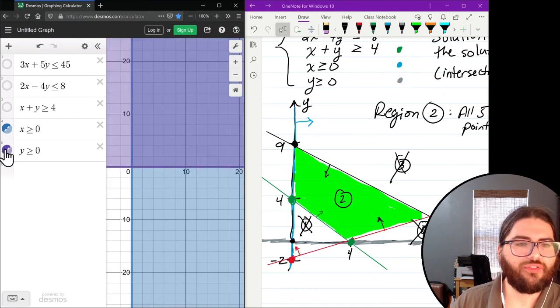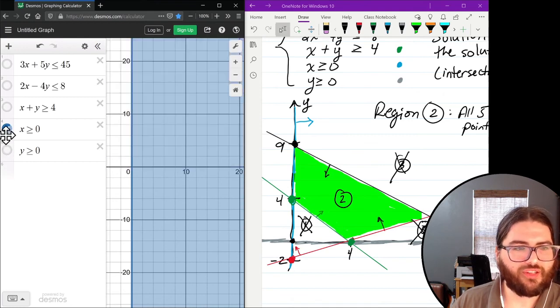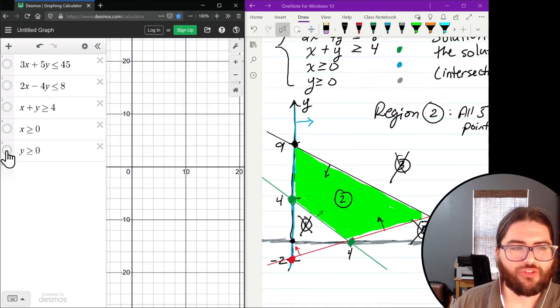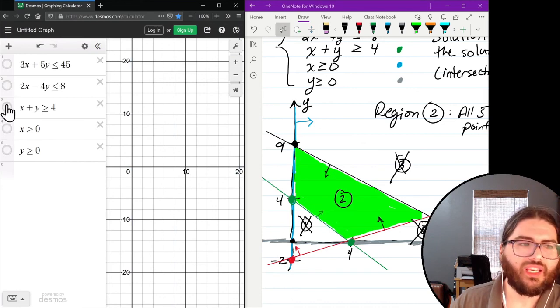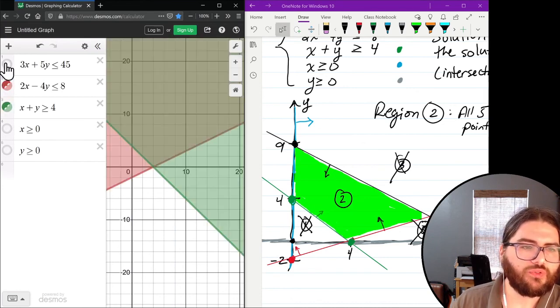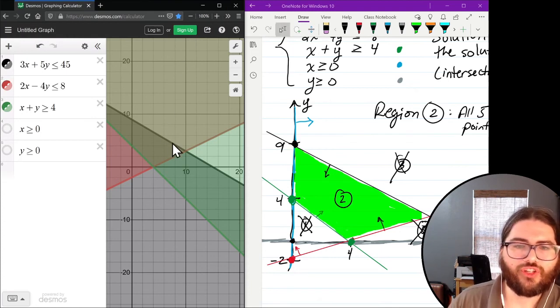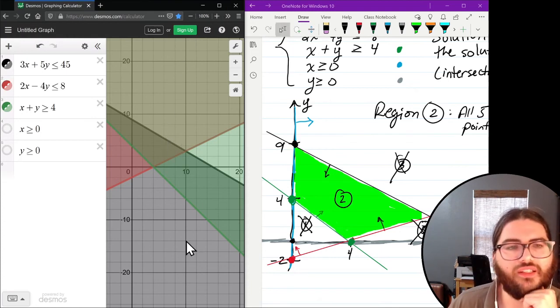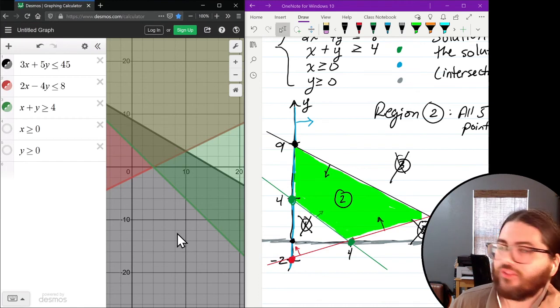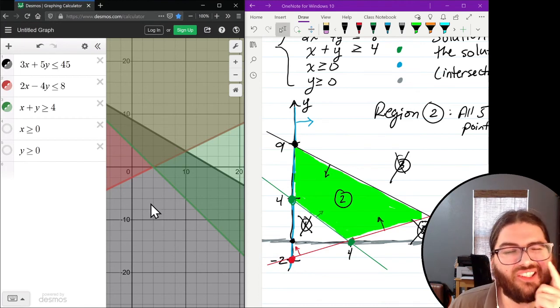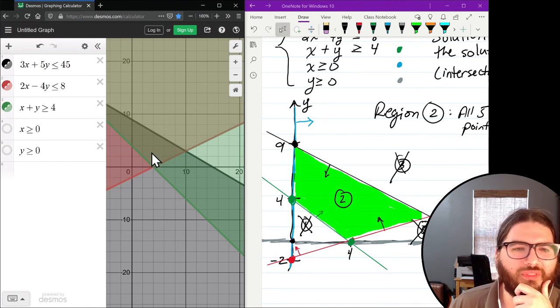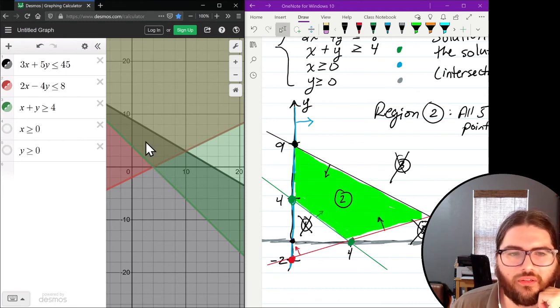These two kind of feel like gimmies, right? Because they're the positive x values and the positive y values. So even if I leave off those two, can you see the shaded region? If I overlap all 3 of them, just the positive? Kind of, right? The colors, when they get mixed together on Desmos, they look really weird.